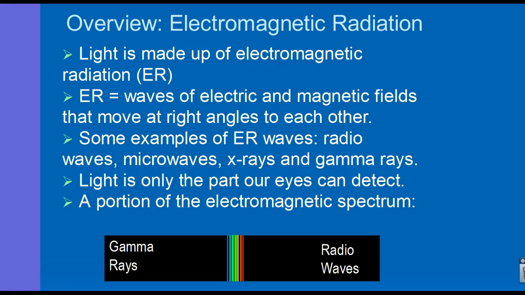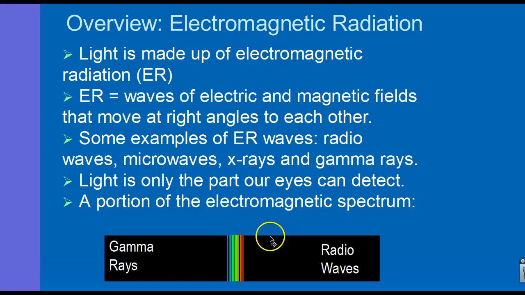So electromagnetic radiation: light is made up of electromagnetic radiation, ER. They're waves of electric and magnetic fields that move at right angles to each other. Some examples of these waves are radio waves, here on this side, microwaves, X-rays, gamma rays, here at the far end of the other side. And light here in the middle is the only part our eyes can detect. So this is just a tiny portion of the electromagnetic spectrum.